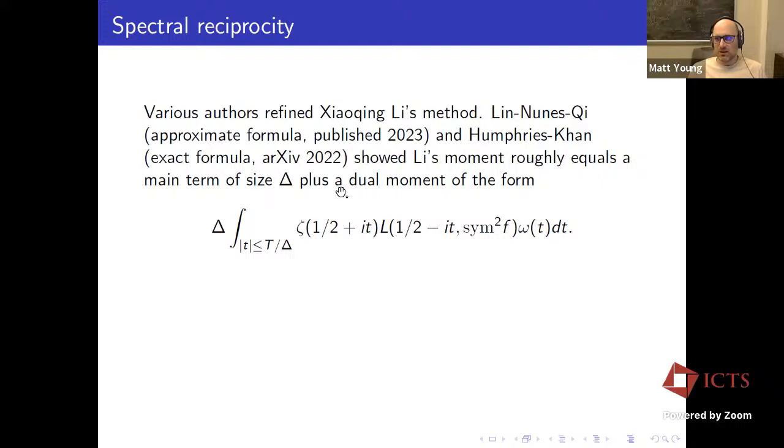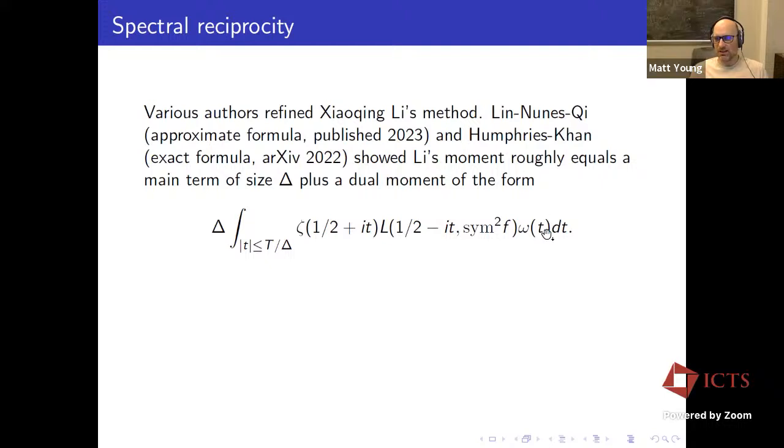And then there's a dual moment, kind of like a spectral reciprocity moment type thing. So there's a dual moment, and the dual moment essentially looks like the following. It factors as a degree 1 times a degree 3. So you get zeta times this symmetric square, and you get a t integral of this thing.